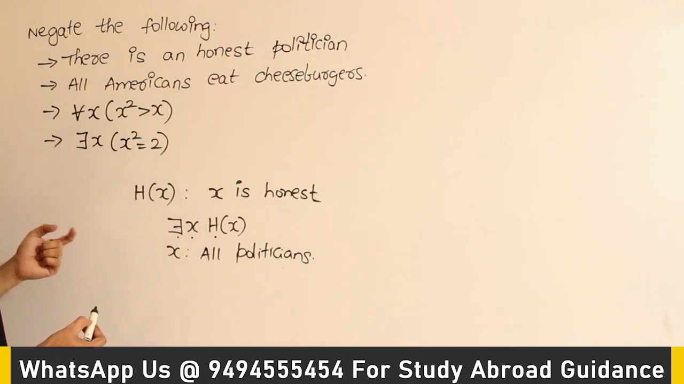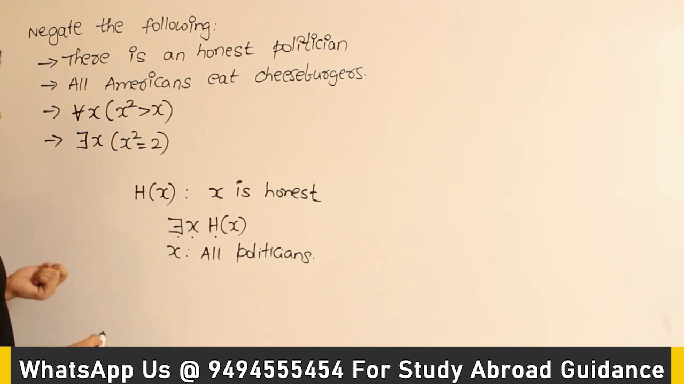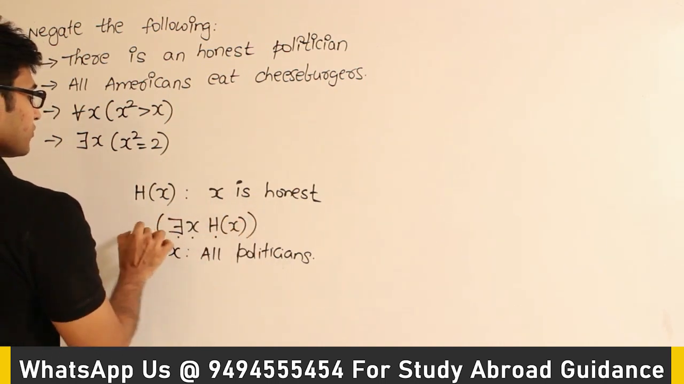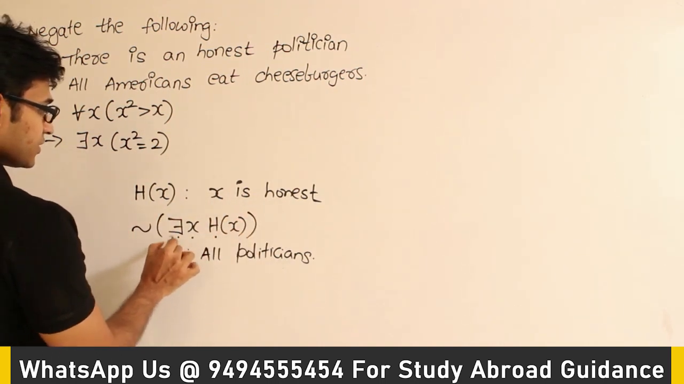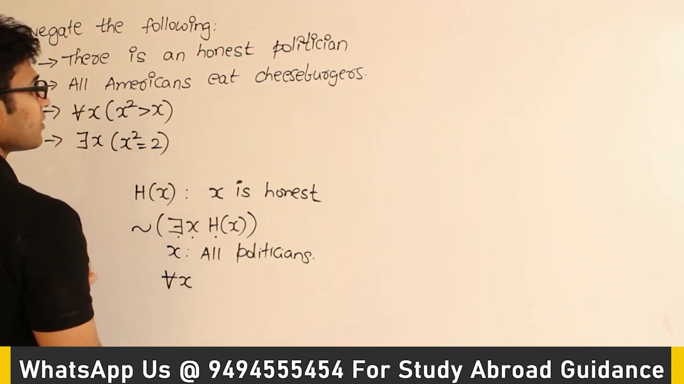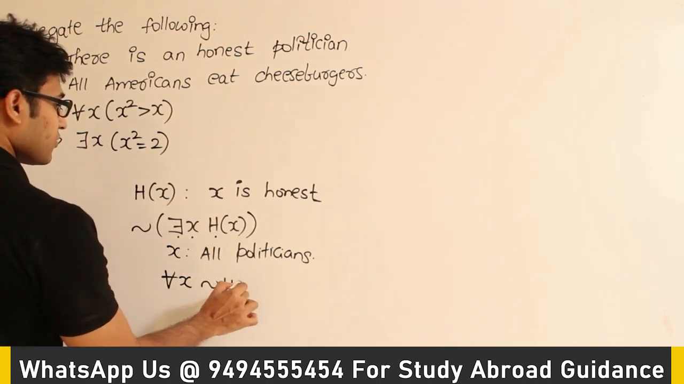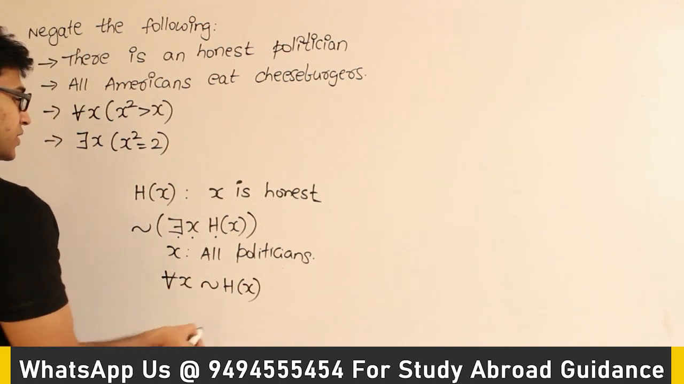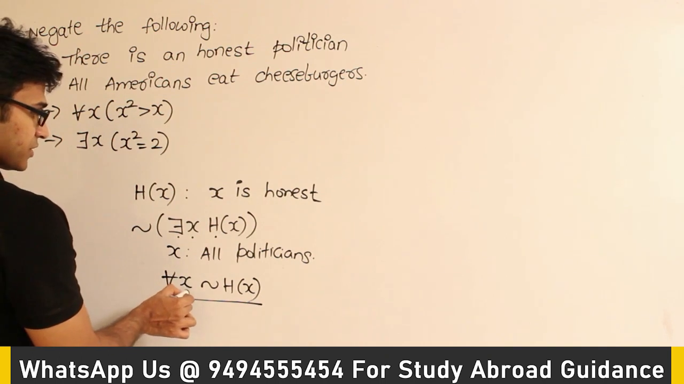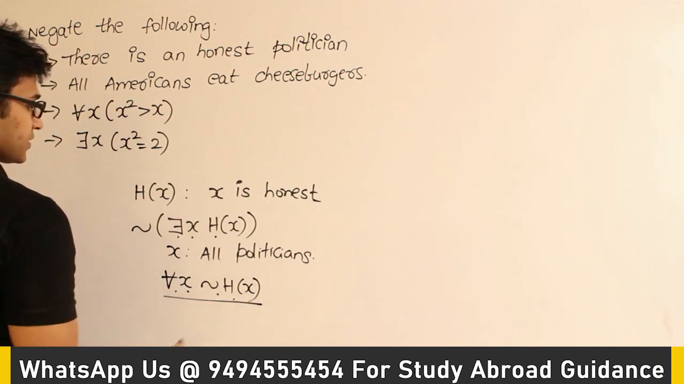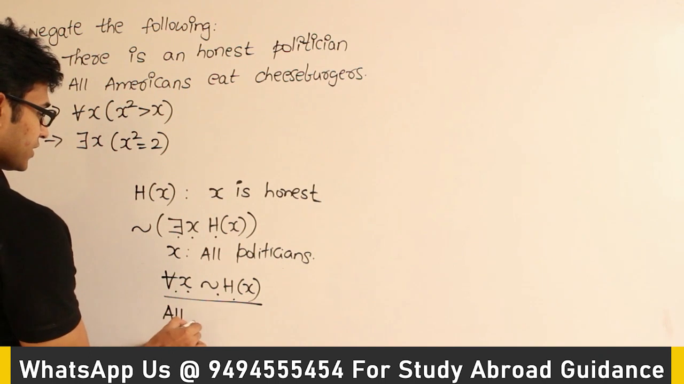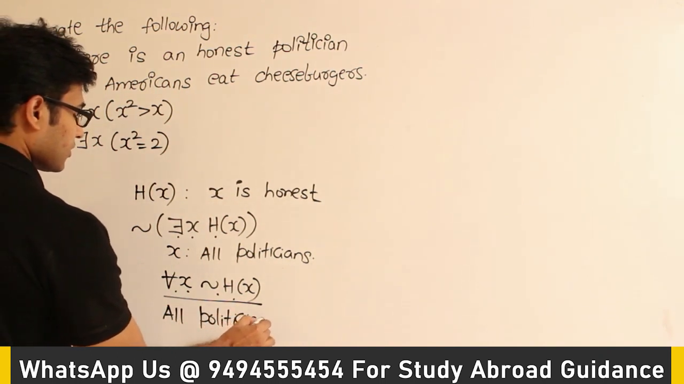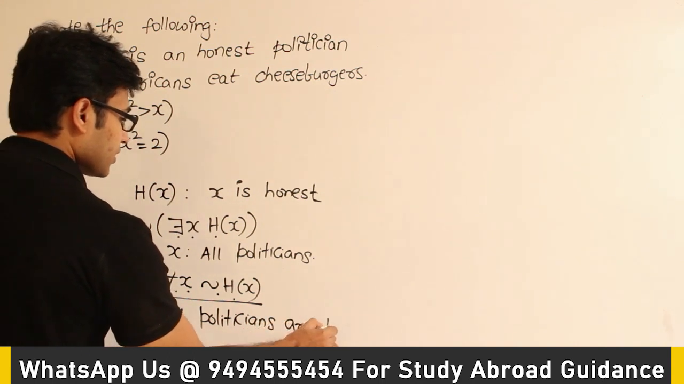Now they are asking us to negate it. So when I try to negate this one, then what do I get? If I try to apply the negation for this one, then what do I get? This there exists will become for all, and then this will become negation of h of x. Right? Now what does it convert to in English? All the politicians are dishonest, isn't it? Therefore you can write it as all politicians are dishonest.